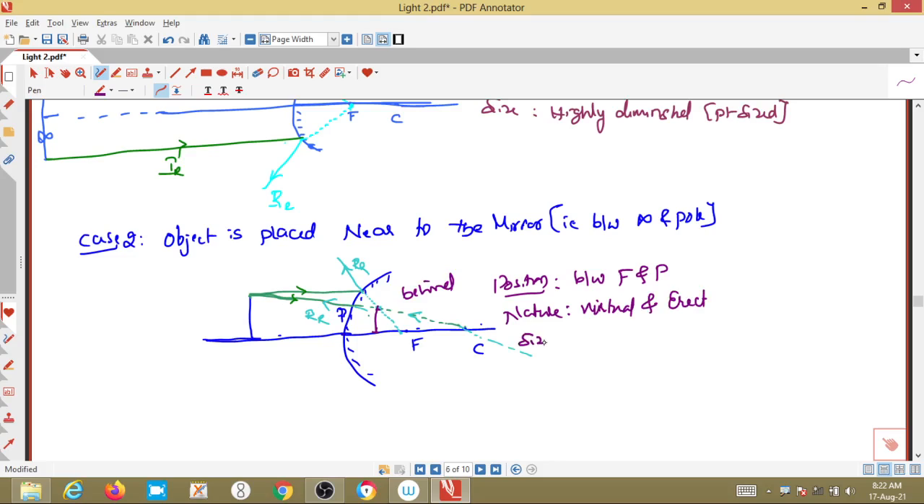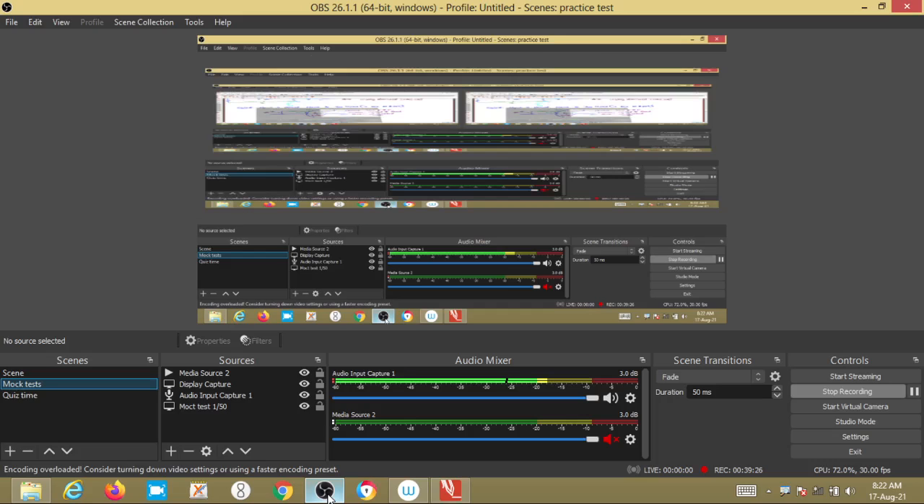Then the size is reduced again, or we can say it is simply diminished. It is not highly diminished but it is diminished as compared to the size of the object. This is the object and this is the image, right. So it has got reduced. So this is case number 2, when the object is placed nearer to the mirror, okay.